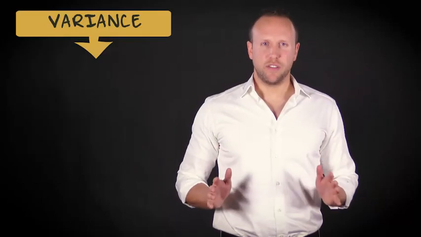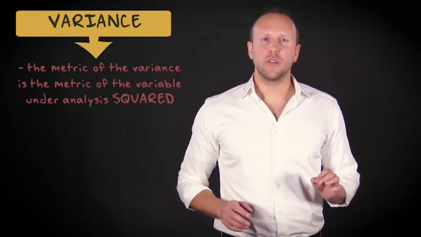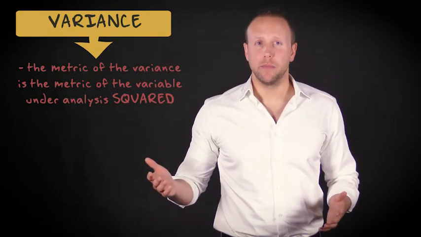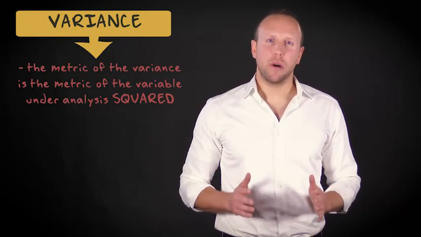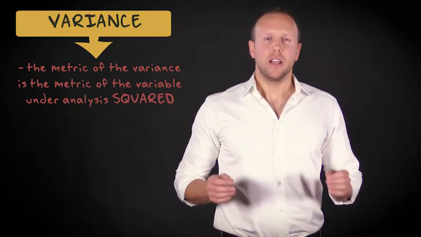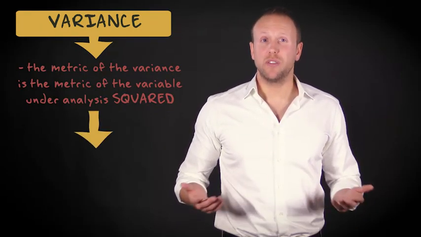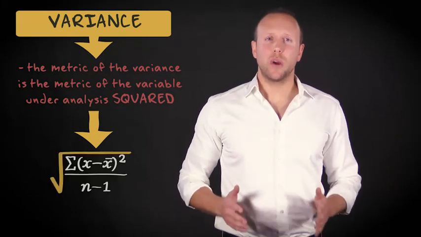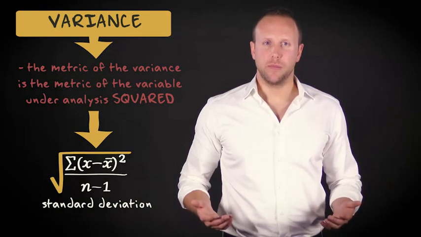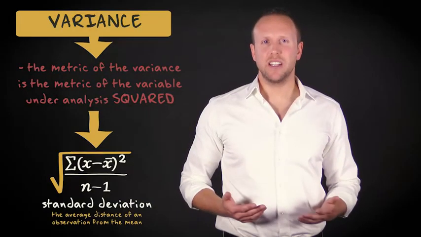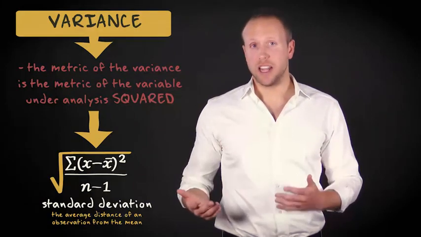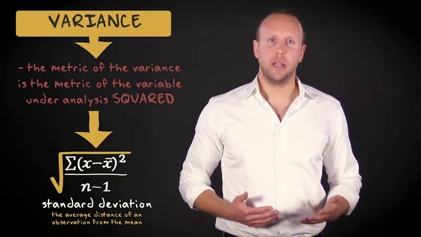An important disadvantage of the variance is that the metric of the variance is the metric of the variable under analysis, but squared. After all, we have squared the positive and negative deviations so that they don't cancel each other out. There's a very simple solution to get rid of this problem. We just take the square root of the variance. We call what we get the standard deviation. The standard deviation can be seen as the average distance of an observation from the mean. The larger the standard deviation, the larger the variability of the data.